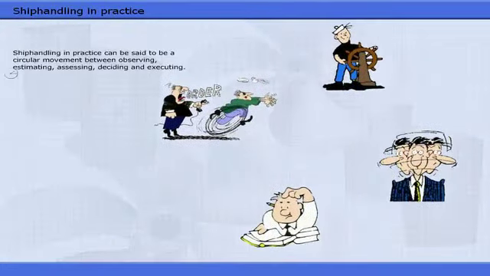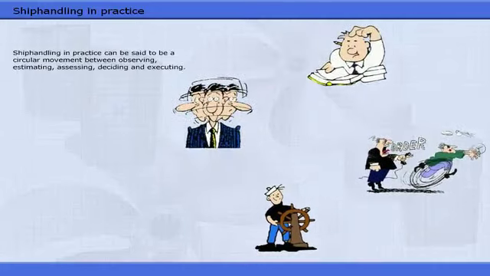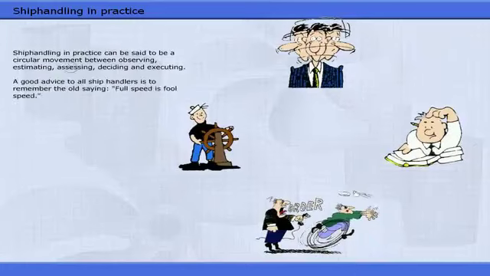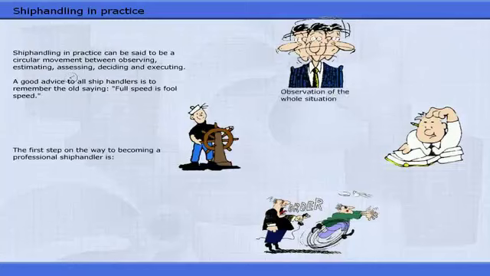Ship handling in practice can be said to be a circular movement between observing, estimating, assessing, deciding, and executing. A good advice to all ship handlers is to remember the old saying, "Full speed is fool speed." The first step on the way to becoming a professional ship handler is observation of the whole situation, estimating and assessing possible actions, deciding what to do, executing the decisions.